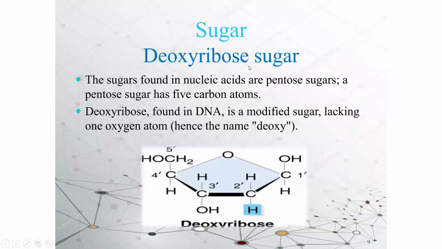Next, the sugar, that is deoxyribose sugar. The sugars found in nucleic acids are pentose sugars. A pentose sugar has 5 carbon atoms, and deoxyribose, which is found in DNA, is a modified sugar lacking 1 oxygen atom. Hence the name deoxy. Here the absence of oxygen gives the name deoxyribose sugar. This is the structure of deoxyribose sugar.